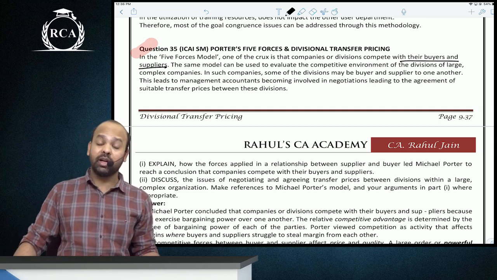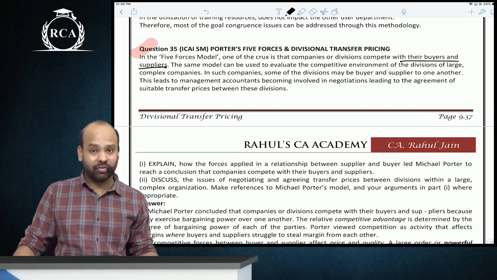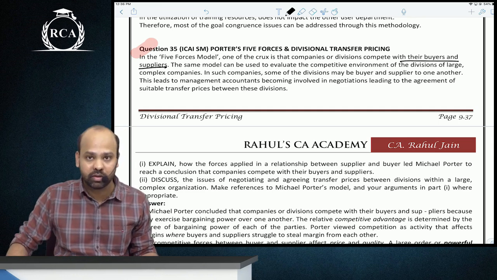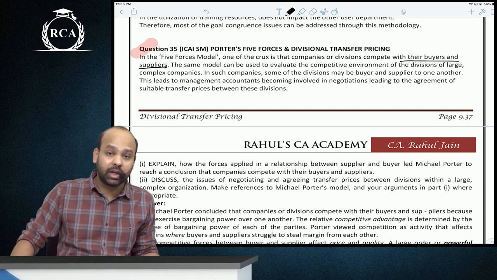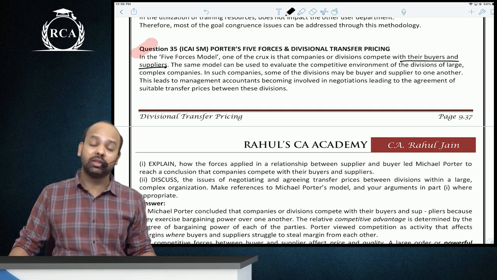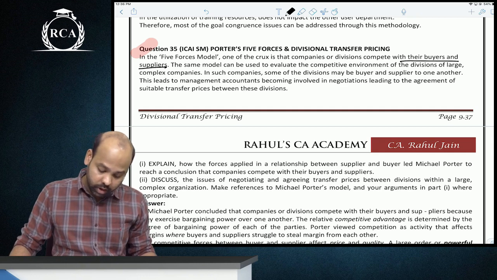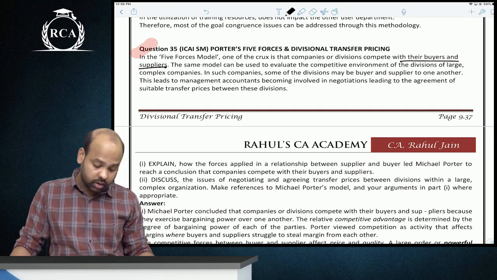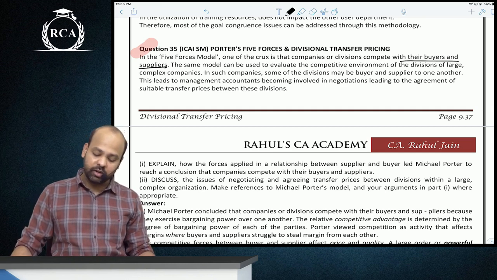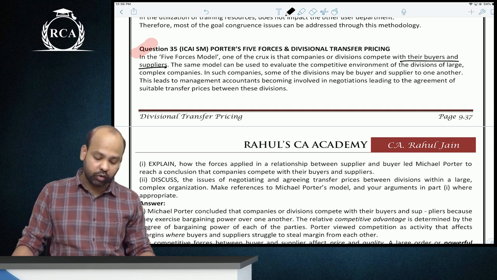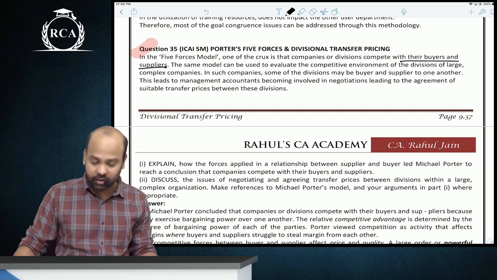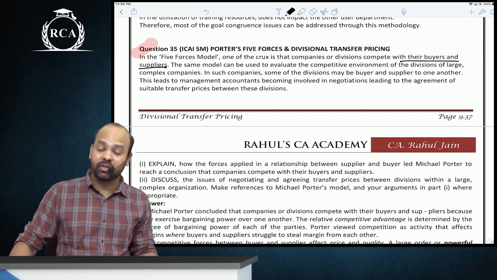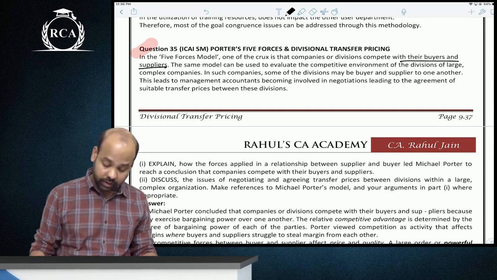When you talk about interdivisional transfers, guys, do not forget one division is a buyer, the other division is a supplier as such, guys. So here, beta, the same model, bargaining power of buyers and suppliers, can be used. In such companies, some of the divisions may be buyers and suppliers to one another. This leads to management accountants becoming involved in negotiations leading to the agreement of suitable transfer prices between these divisions. Management accountants interfere, guys, so that there's an agreement of a proper transfer price.